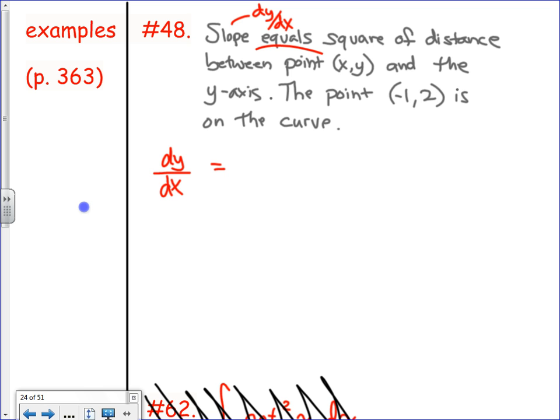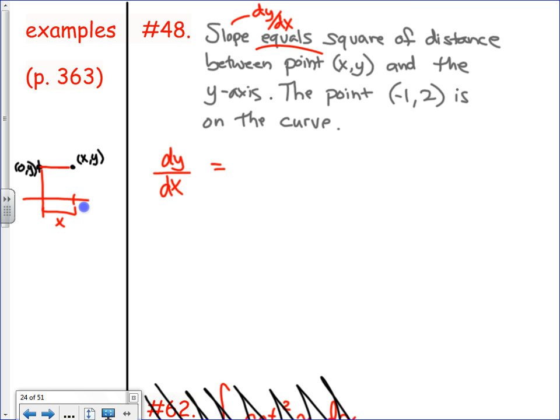Square of the distance. So if I have some arbitrary x, y, maybe it's good sometimes to visualize. And the y-axis, so this would be like 0, y, right? How do you find the distance between 2 points? Distance formula. Oh wait, guys, hold on. It's just going to be, no. What's that distance? The horizontal distance. What's the horizontal distance? X.